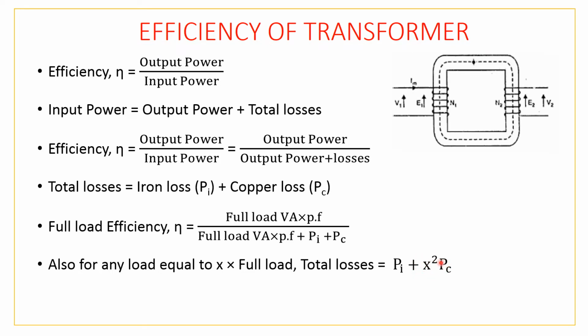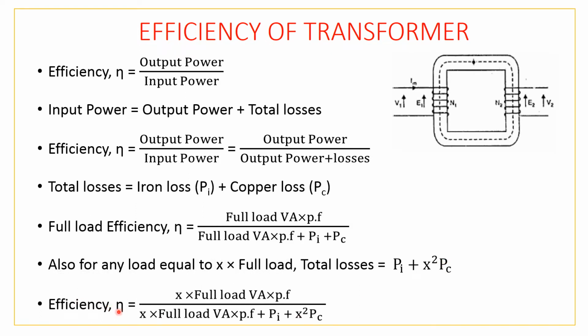Therefore, X square PC. So efficiency at any load other than full load, I have to just multiply X into full load VA into PF by X into full load VA into PF plus PI plus X square PC. So remember, this is for full load, so X is equal to 1. So instead of full load, I am taking any other load.